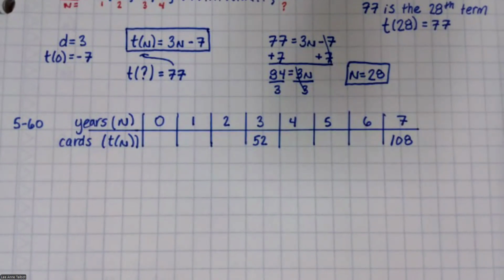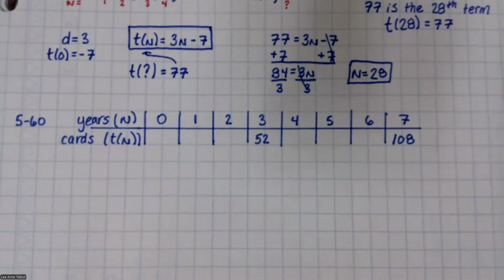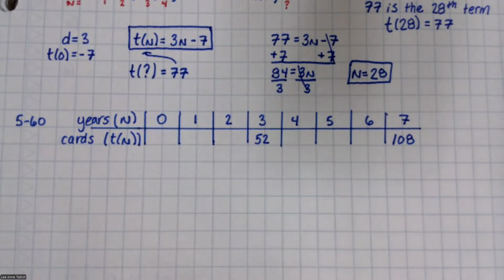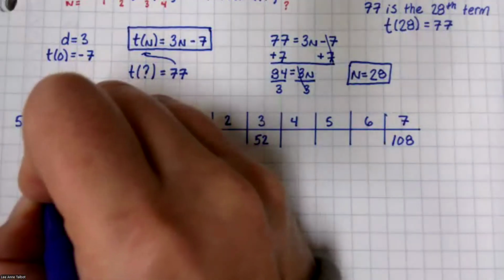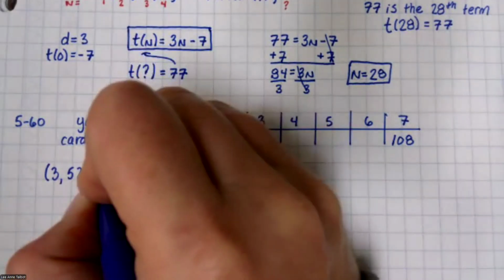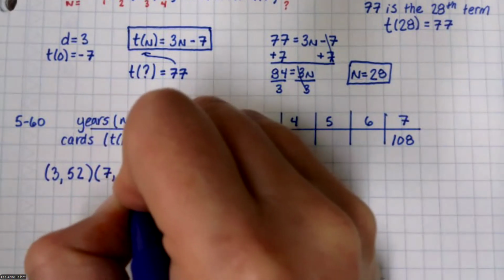Any questions about my setup here? Okay, what I'm going to do is treat this like a problem from chapter 2. I'm going to find the slope and the y-intercept. So I'm going to go over here and write 3, 52, 7, 108.